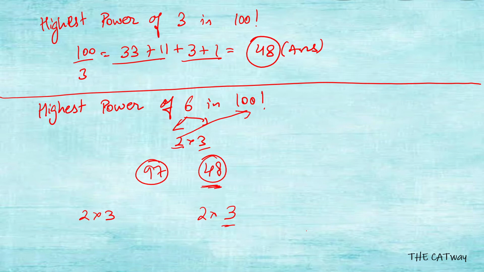Okay, now let's say what would have been the case if it had been, let's say, the highest power of 12 in 100 factorial.